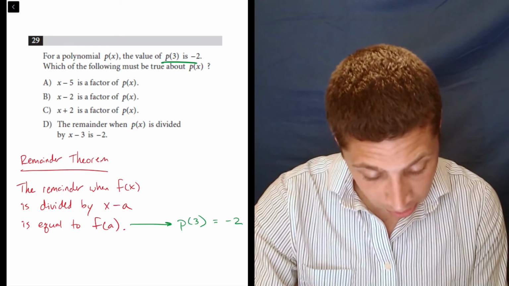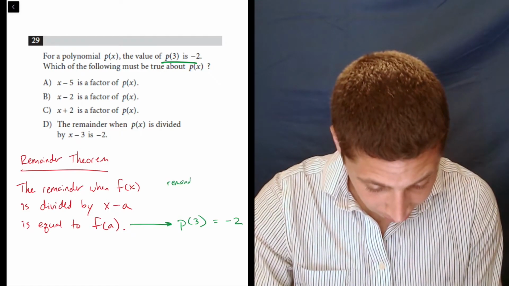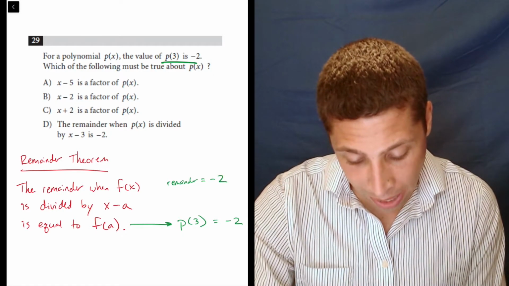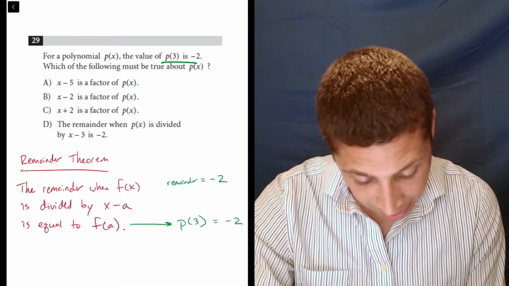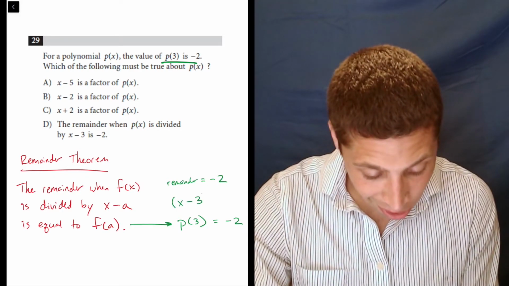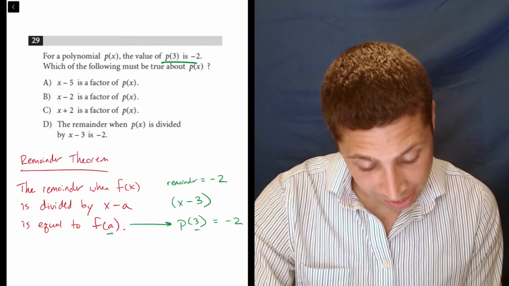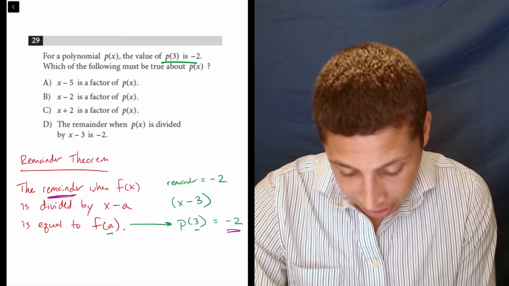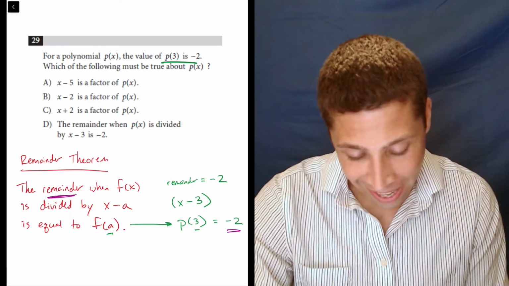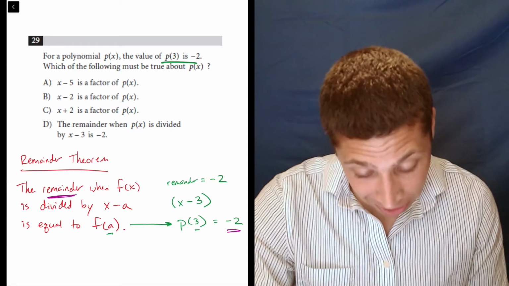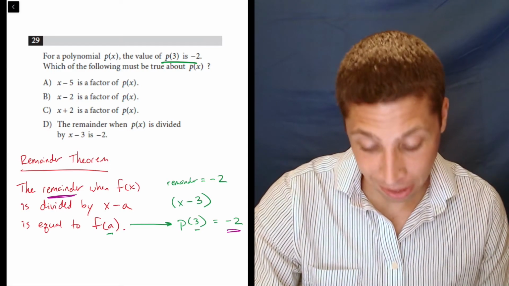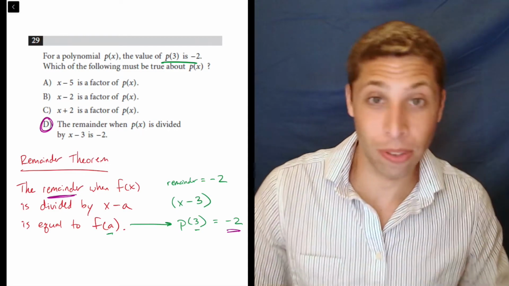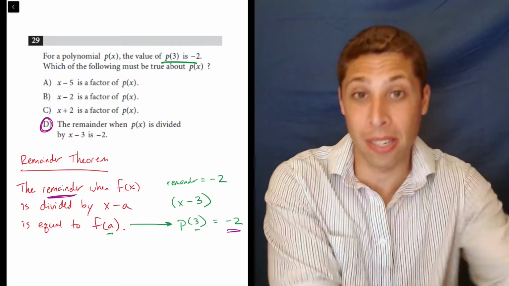So the remainder must be negative 2, and so is divided by x minus a. We got to just fill in the blanks here. That's going to be x minus 3. Notice, a is 3 in this case. And the remainder, this is so hard, the remainder is negative 2. So look, that's basically what choice D says. The remainder, when p of x is divided by x minus 3, is negative 2, right? Like, it's literally the same as the thing I wrote in red. It's just now we've substituted all the pieces with the specifics of the question.